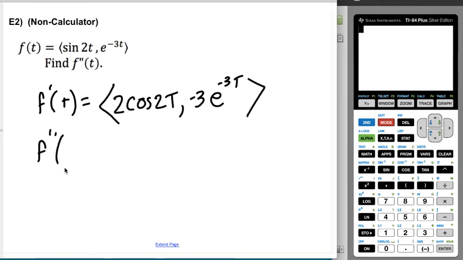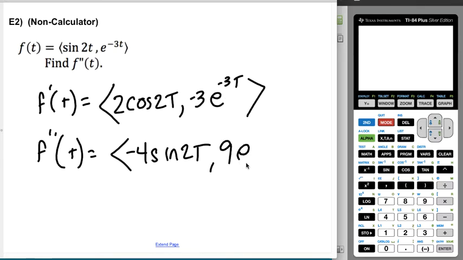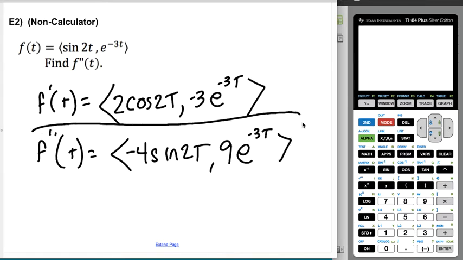To find f double prime, I just differentiate again. So the derivative of cosine of stuff is going to be negative sine, but then I remember I have to multiply by that 2 for the chain rule. So I'm going to get negative 4 sine of 2t. The derivative of this e to the stuff is going to be e to the stuff, but then I have to multiply by the negative 3 because of the chain rule. So I'm going to get 9e to the negative 3t, and that's my answer.